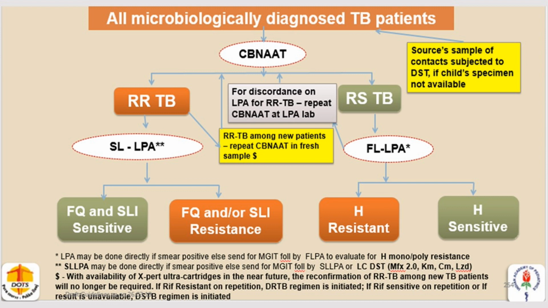If it is H sensitive, this is drug sensitive TB, just continue with your first line drugs. So this is how the program looks at it. First they do a Genexpert, and then depending on the Genexpert, if it's RR, you do second line LPA. If it's rifampicin sensitive, you do the first line LPA.